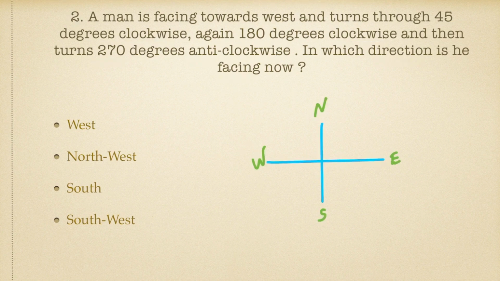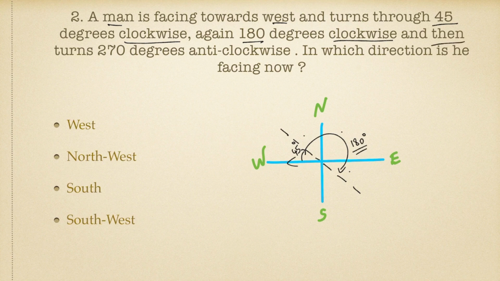Now the first statement states that the man is facing towards west. So he's in this direction. And he turns 45 degrees clockwise. So the man has turned 45 degrees clockwise from west. And after that, he has turned 180 degrees clockwise again. So 180 degrees starting from here will be like this, because 45 here, 90 here, and 45 here again. Total equal to 180 degrees.